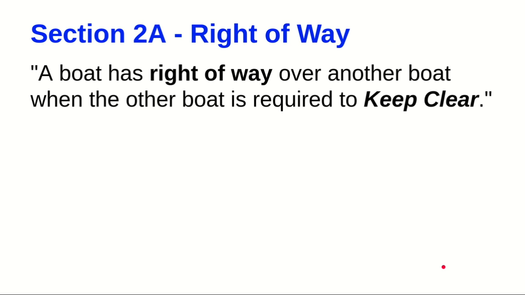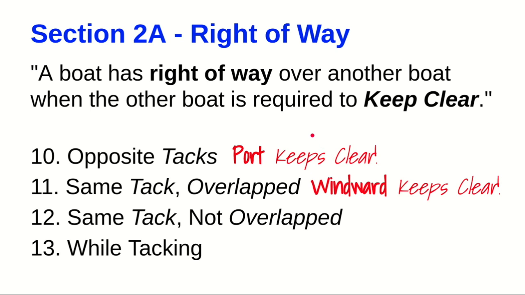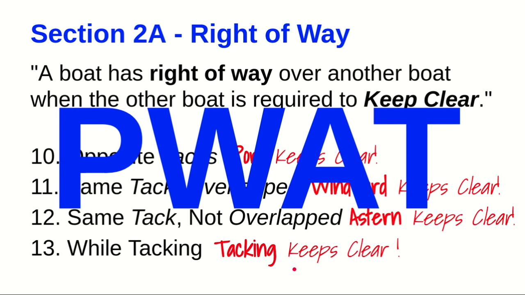A boat has right-of-way over another boat when the other boat is required to keep clear. A boat has to keep clear is governed by 4 basic rules. Rule 10, on opposite tacks, the boat on port keeps clear. Rule 11, on same tack and overlapped, the windward boat keeps clear. Rule 12, boats on the same tack, not overlapped, the boat clear astern keeps clear. And while tacking, the tacking boat keeps clear. Port, windward, astern and tacking keep clear. Pwat is the way I remember that, because pwat is the noise your boat will make if you don't keep clear of another one. Port, windward, astern, tacking.